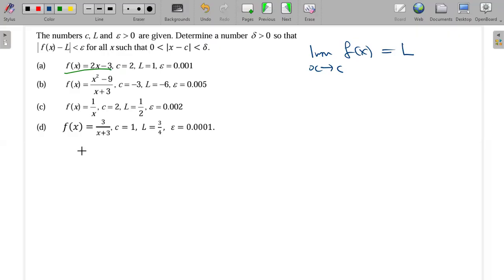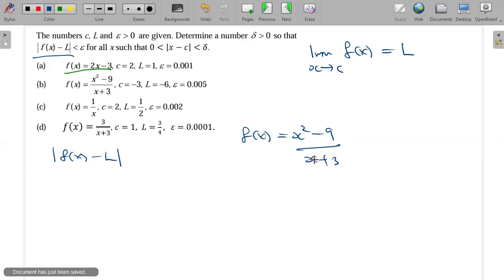So yes, now the next one, we follow the same procedure that we did. We start from the part where we're saying f of x minus L is less than epsilon, with delta. Of course, we've been given f of x, you have c, you have L, and you have epsilon. The only thing we're asked to do here is to find a delta. Notice that where we're starting from, we said f of x minus L. But what is our f of x? Our f of x has been given to be x minus 9 over x plus 3.